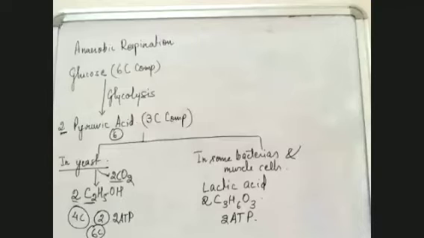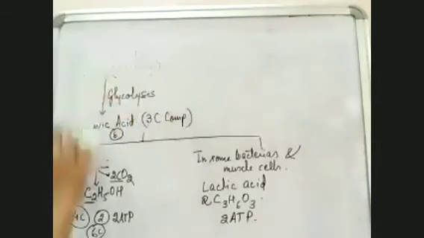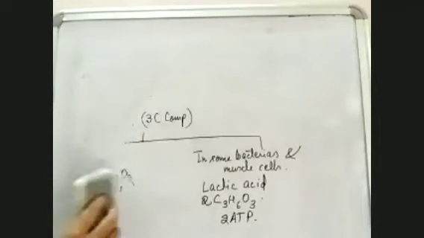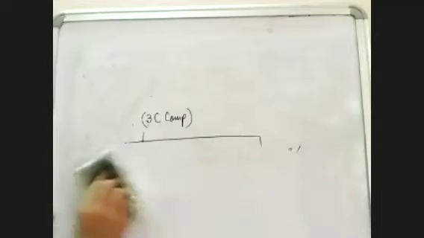Molecules are formed, and that way all the 6 carbons which are here get adjusted here. Now this was about anaerobic respiration. Now I'll tell you about aerobic respiration. So in aerobic respiration, what do we see? How is the glucose molecule used up?